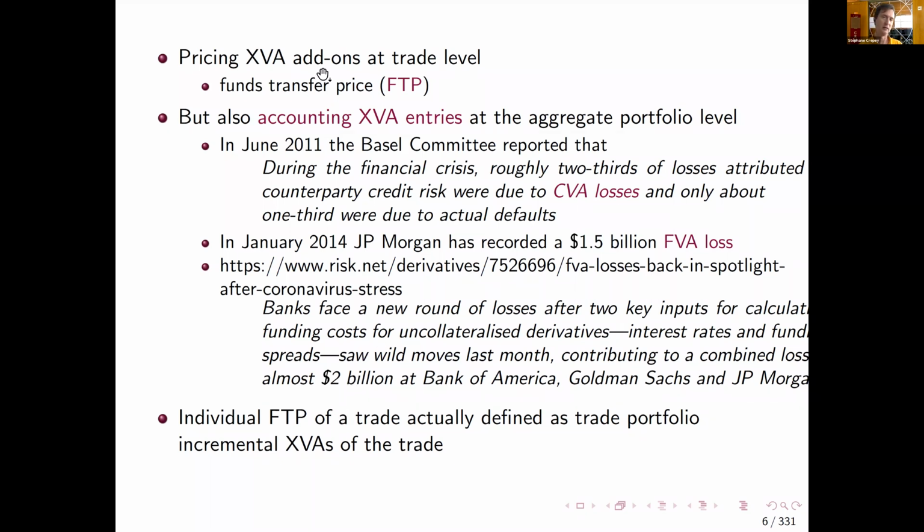And the connection between XVA at the trade level and portfolio-wide XVAs is that the individual FTP of a trade, so the XVA correction for the price of an individual trade, is in fact defined as the trade's portfolio incremental XVA, which means the XVA of a trade is in fact the difference between two portfolio-wide XVAs: the XVAs of the portfolio including that trade, and the XVAs of the portfolio excluding that trade.